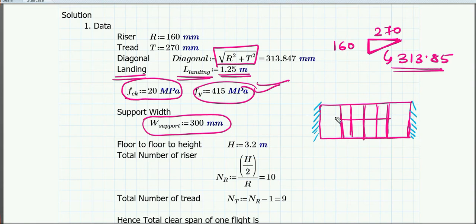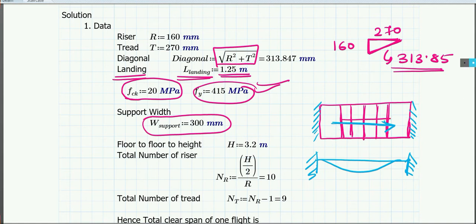So here you can see that this whole slab is spanning longitudinally along this direction. The slab is spanning, which means if you see the support condition, it is something like this. Okay, it is going to deflect. So this particular landing as well as the whole going, or the whole staircase, is spanning longitudinally.